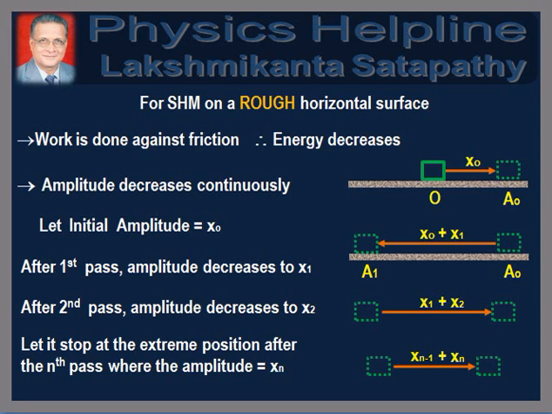Similarly, after the second pass, the amplitude on the right is equal to x2, which is less than x1. Let the block stop at the extreme position after the nth pass where the amplitude is equal to xn.